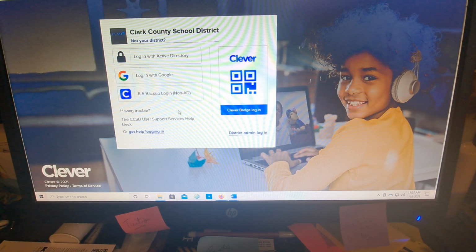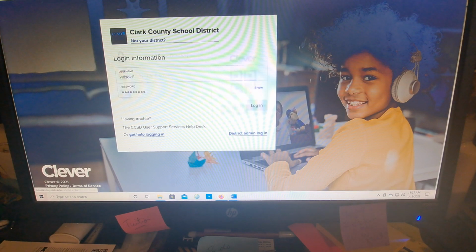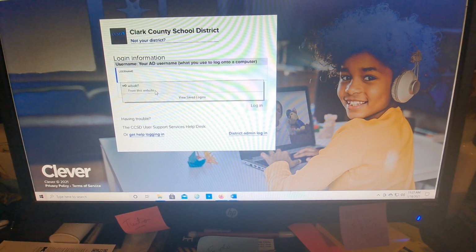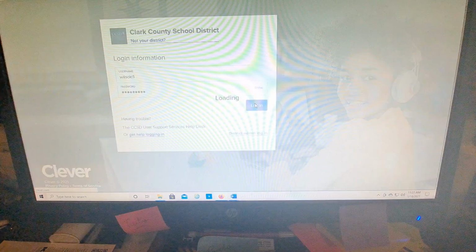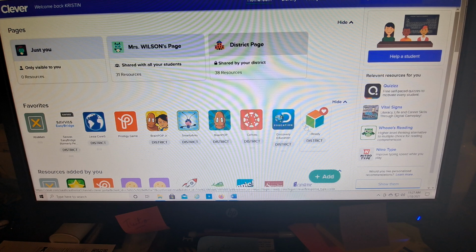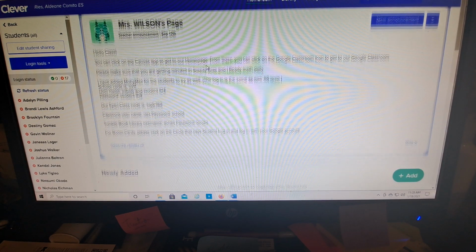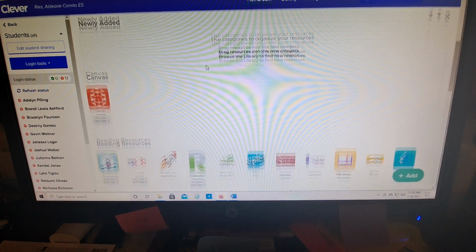Of course, the kids log in through Clever. They log in again at this C. I'm going to log in with Active Directory though. Let's see if it remembers me. And then once you're in Clever, the kids should know to go to Miss Wilson's page. It's the little owl. And then on Miss Wilson's page, of course, we have all of our resources if they scroll down.